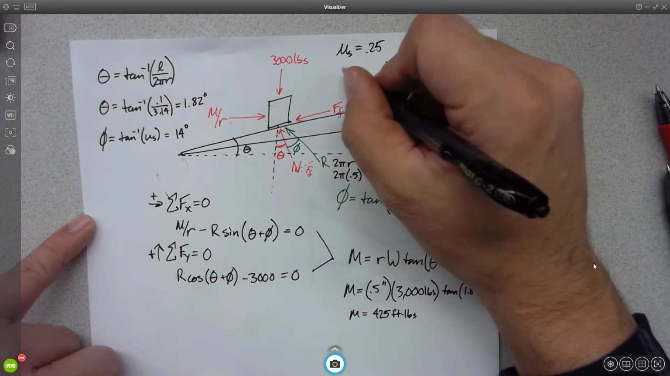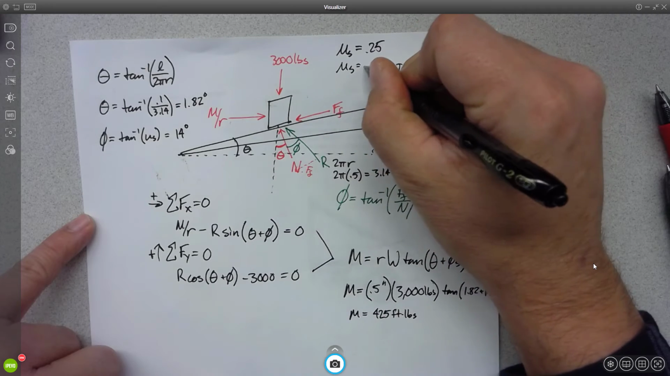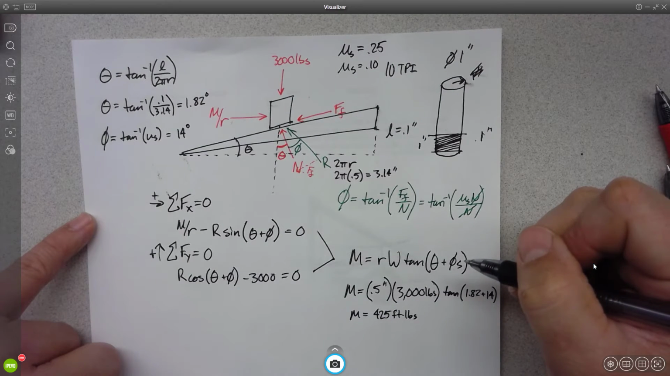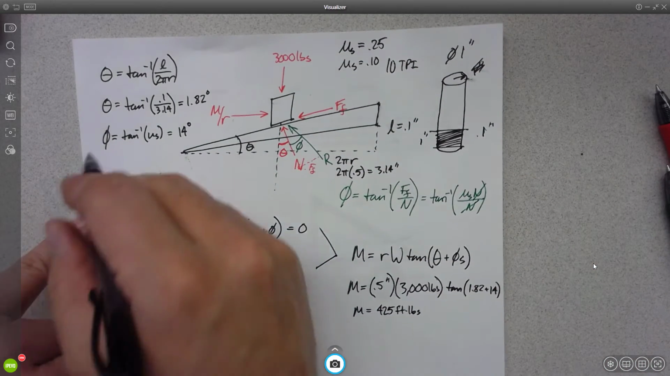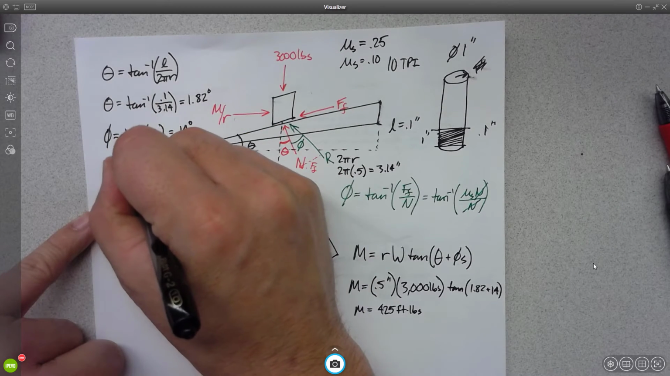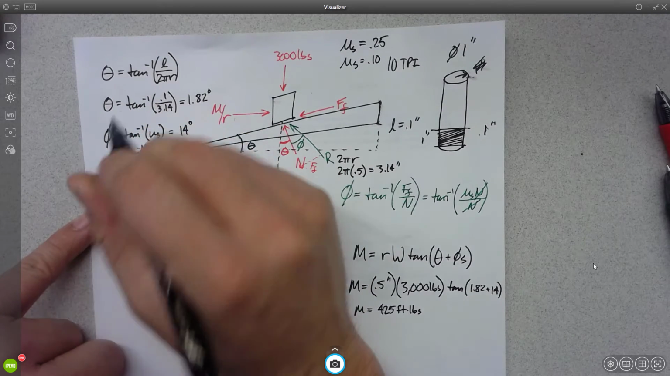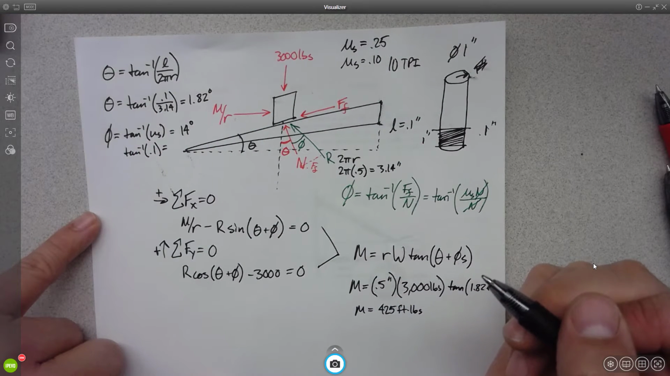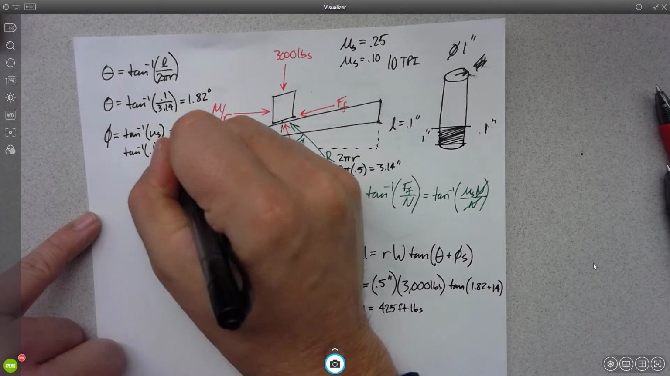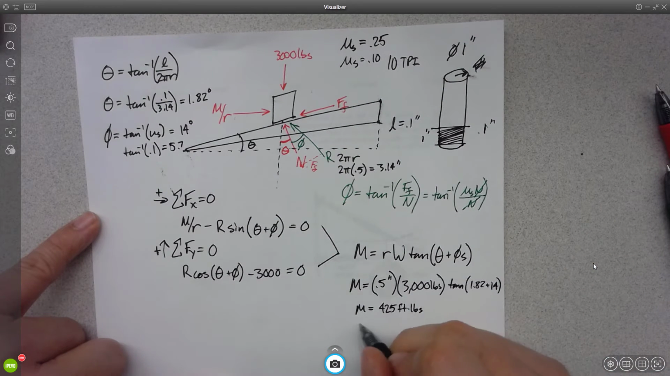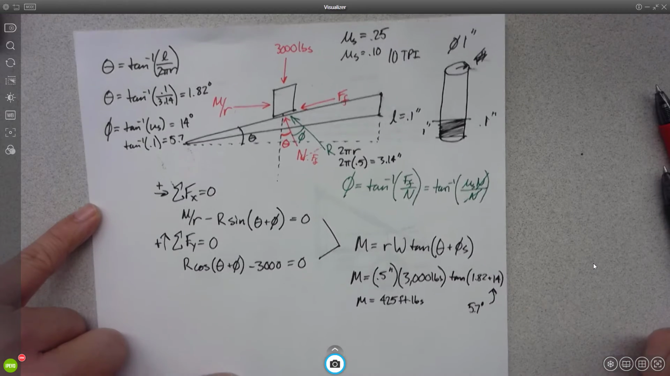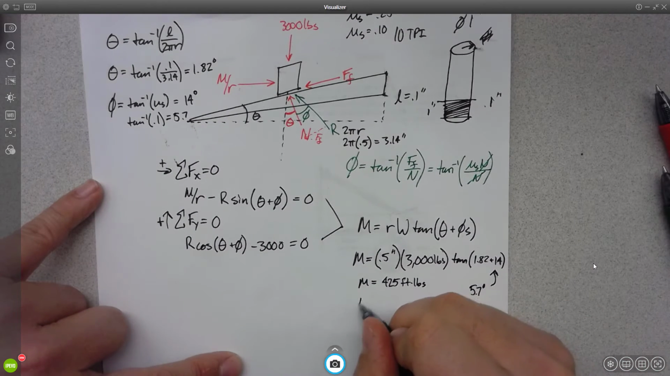Let's resolve the problem and say I change it. I oil my jack. And I can drop the coefficient of static friction to 0.1. How does that change things? Well, it would change this. The inverse tangent of 0.1 equals what? 5.7. Okay. So resolve this, where we substitute in 5.7 degrees for the 14. What's my moment then?